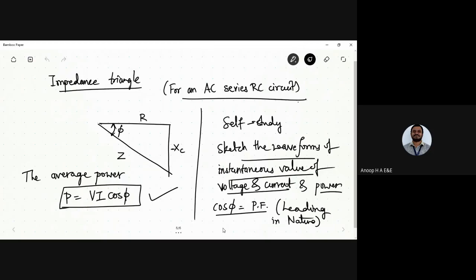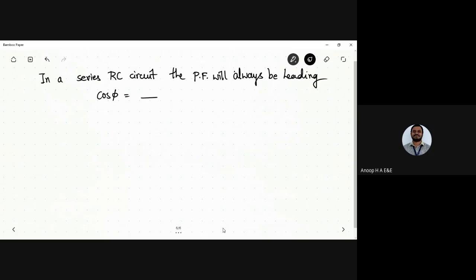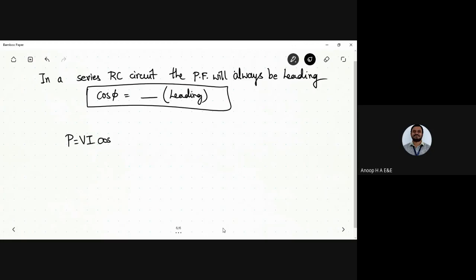So remember, in a series RC circuit, the power factor will always be leading. Cos phi will always have a leading value. This is what you can remember. So P would be equal to V into I cos phi.